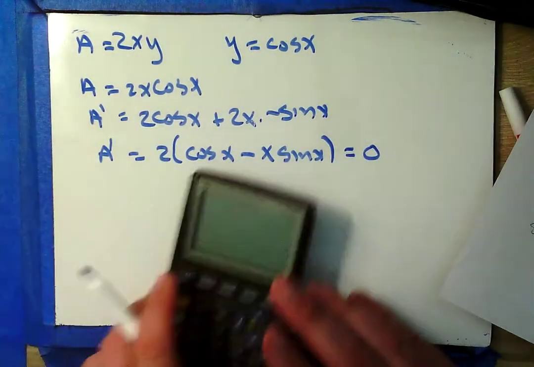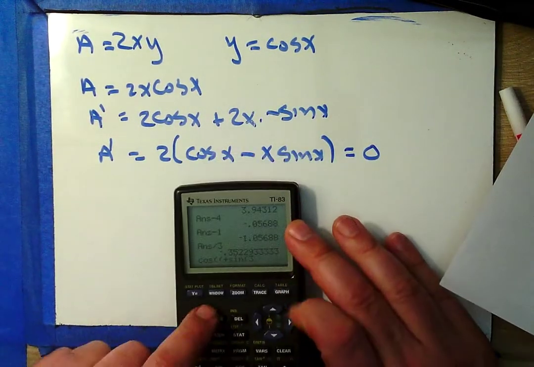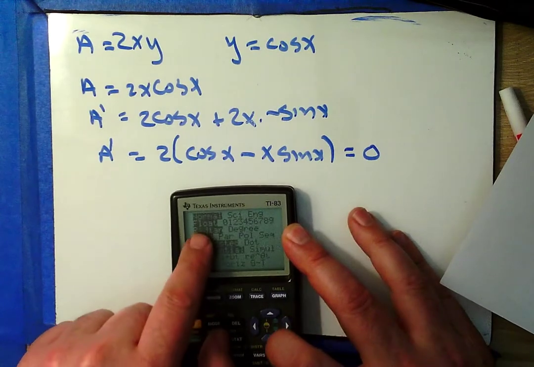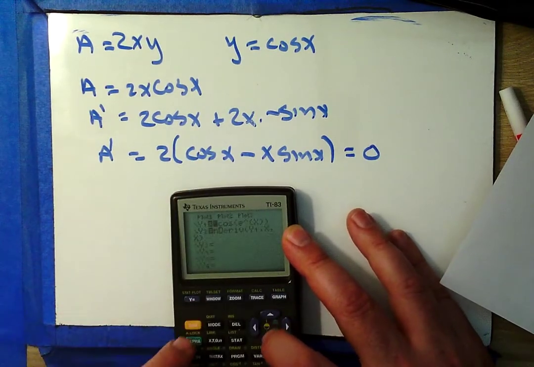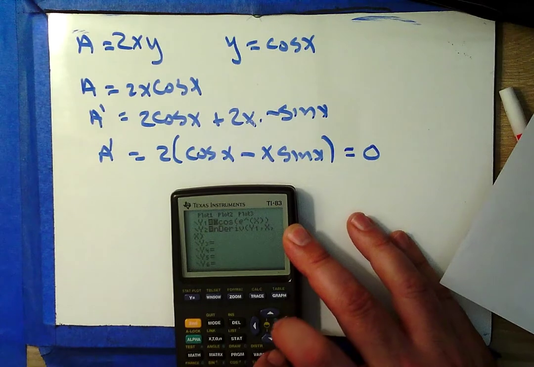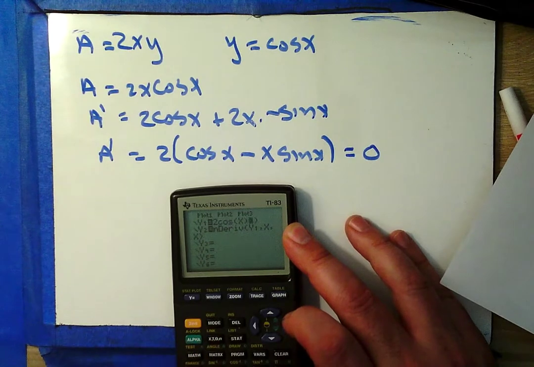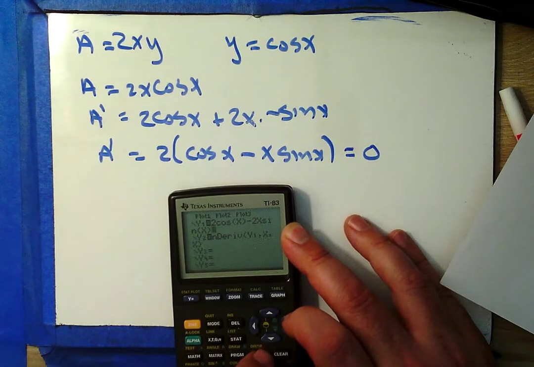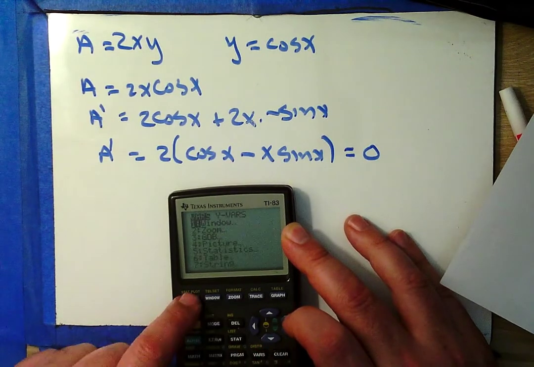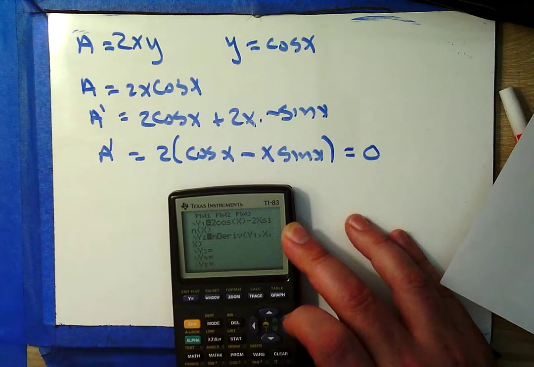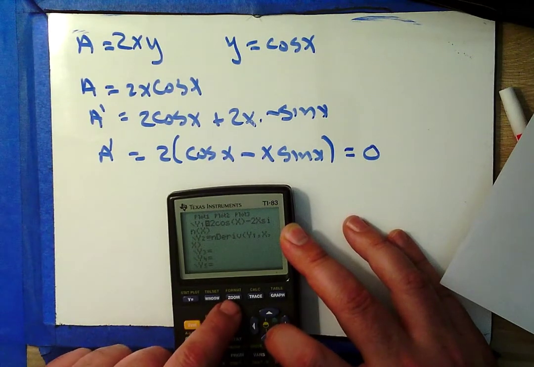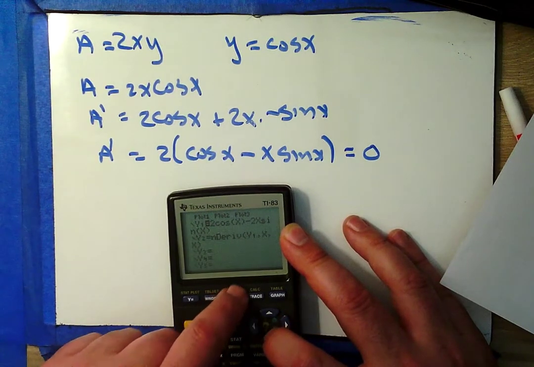So I'll pull out my calculator. Remember, make sure your calculator is set in radians when graphing trig functions. And our function is 2 cosine x minus 2x sine x. Okay, and I don't need the derivative turned on for that. Zoom. Standard.